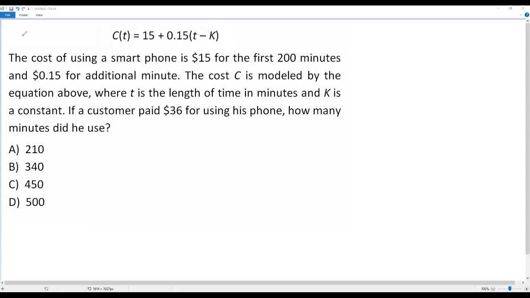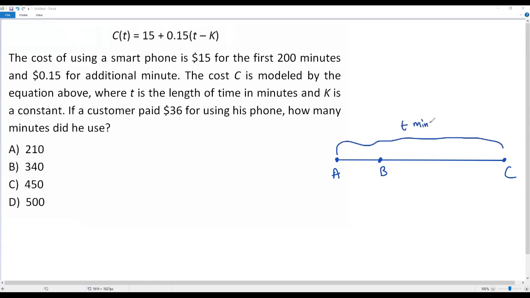For that, let me draw a line segment over here. And on this line segment, let me mark 3 points: point A, point B and point C. Let me assume the length of the line segment AC as t minutes. And let me assume the length of the line segment AB as the first 200 minutes.